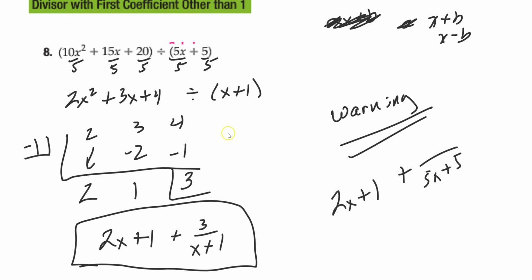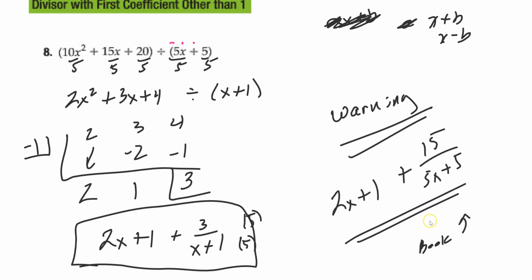Well, what they did was, you know how we divided by 5? They went back to the original, so it's being multiplied by 5. Which means you also have to multiply your remainder by 5, because you have to make an equivalent fraction. So it'll be a 15. So in the book, you probably see this as the answer. Again, it's the exact same thing.